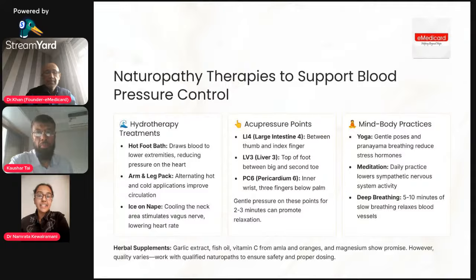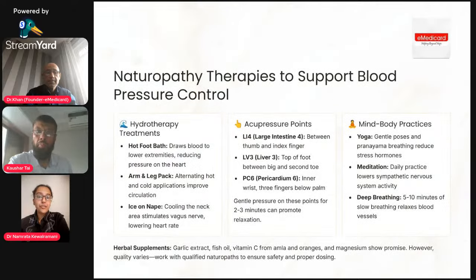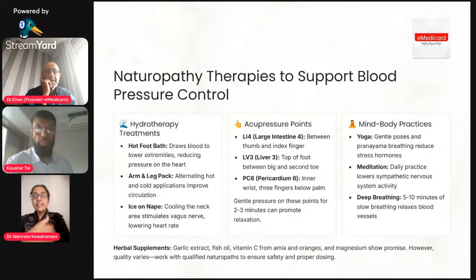When you immerse yourself in hot water, vasodilation takes place, and the overburden from the heart goes down to your lower extremities. Okay, and arm and leg pack. The ideology behind hydrotherapy treatments is to lower the burden on the heart. For arm and leg packs, you just wrap your arms and legs with a warm towel soaked in water, and you will see blood directing towards the arms and legs. That will in turn lower the pressure on the heart.